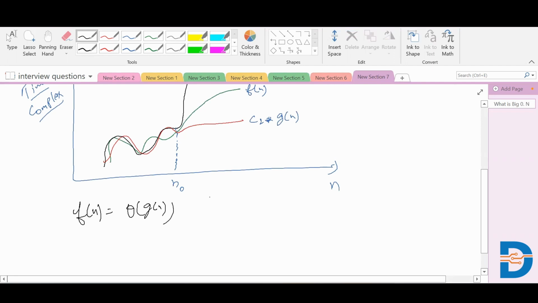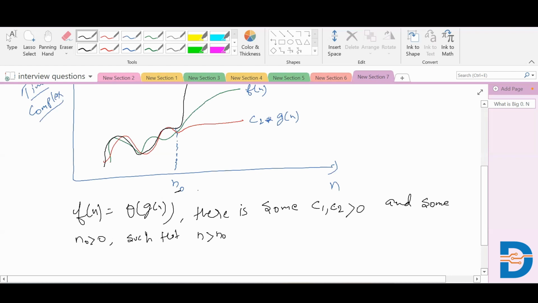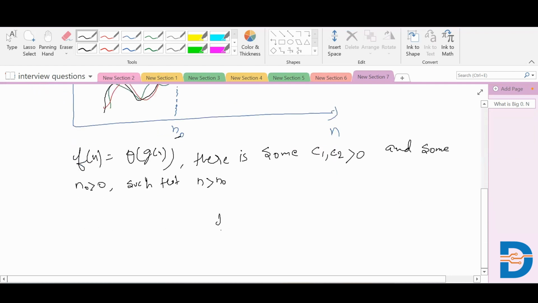What does it signify? That there are some c1 and c2, previously it was only one c, now we have two constants, c1 and c2 which are greater than 0, and some n naught, of course this is also greater than 0, such that for the value of n which is greater than n naught, your function f(n) is less than or equal to the upper bound function c1 times g(n), and your function f(n) is greater than or equal to the lower bound function c2 times g(n).